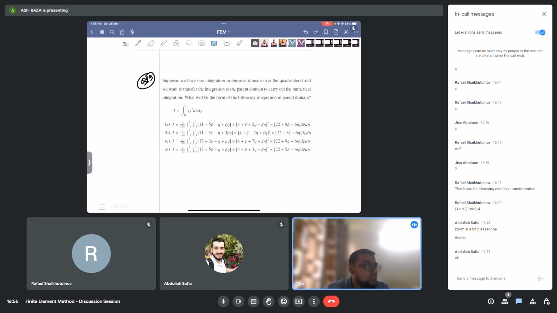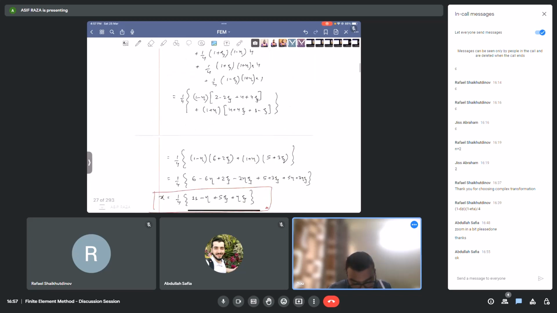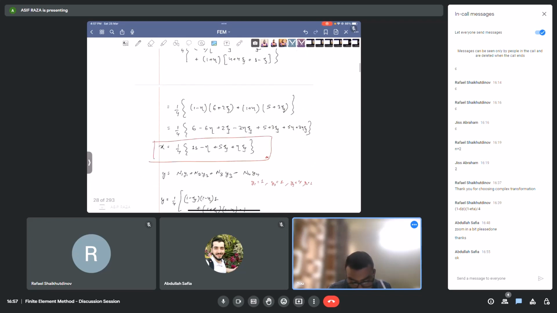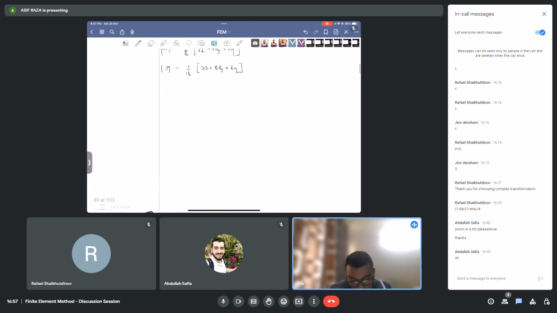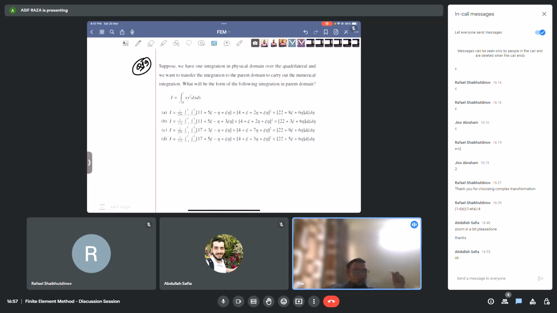Suppose we have one integration in physical domain over the quadrilateral and we want to transfer the integration to the parent domain to carry out the numerical integration. What will be the form of the following integration in parent domain? This is in continuation with the above question. So how would you proceed? Anyone can unmute, yeah, Rafael.